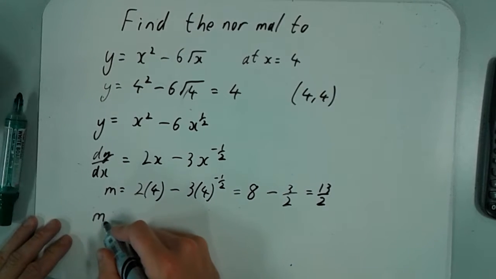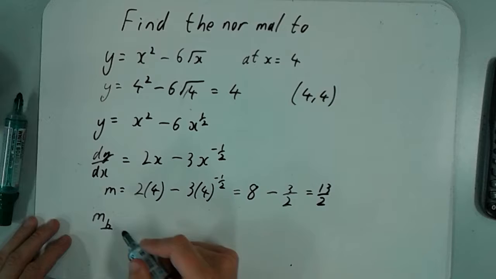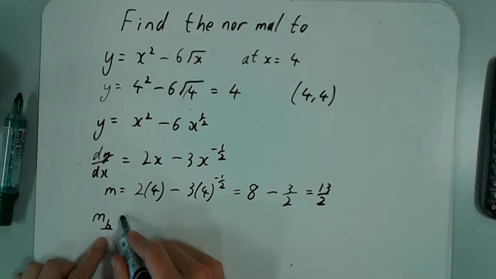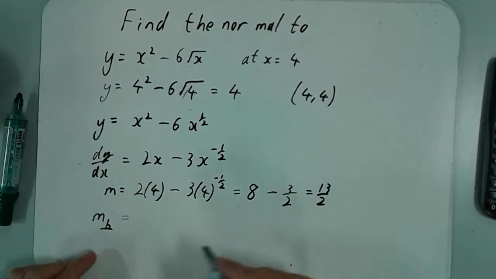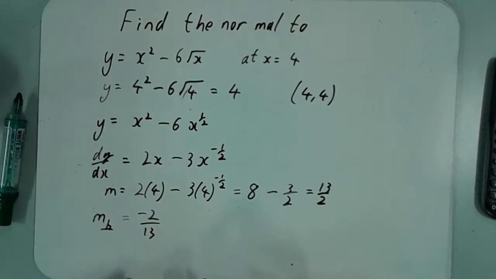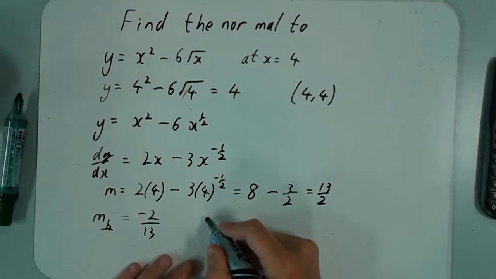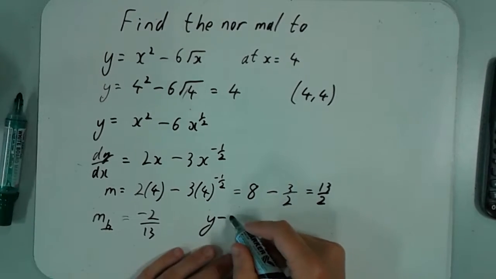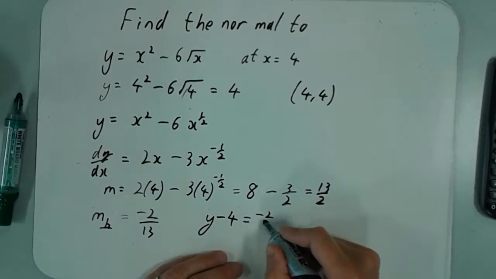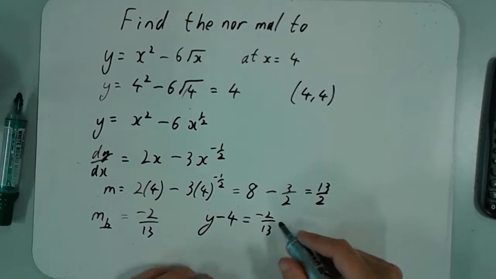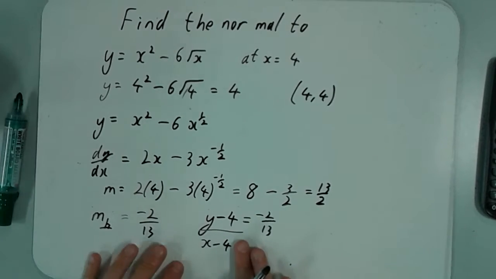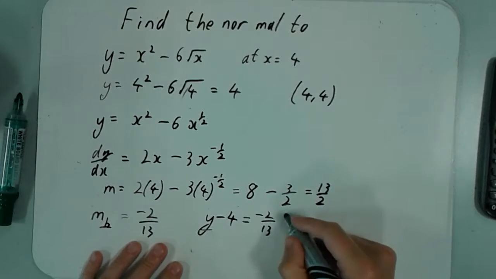But remember, that would be the gradient of the tangent at that point. We want the perpendicular gradient. So negative reciprocal, remembering way back in coordinate geometry, minus 2 over 13 is our gradient. Okay, so y minus the y coordinate is equal to the gradient times x minus the x coordinate. And then you can use either form, maybe you prefer this form, or if we've multiplied up by that denominator, this form.